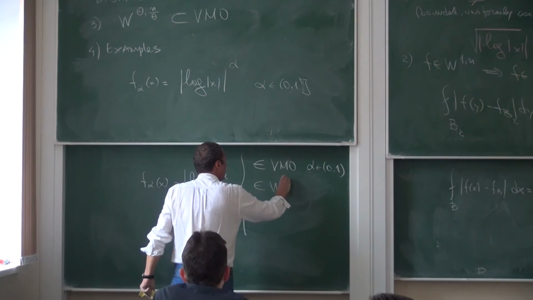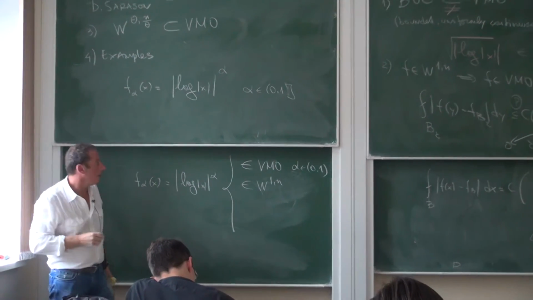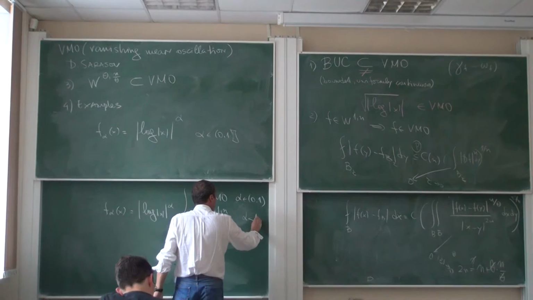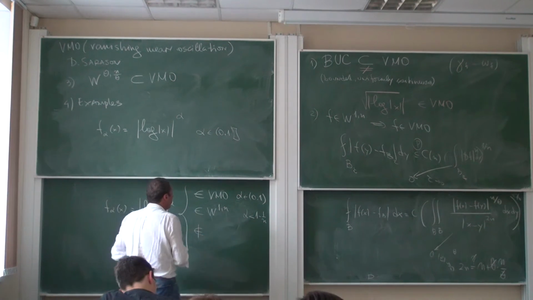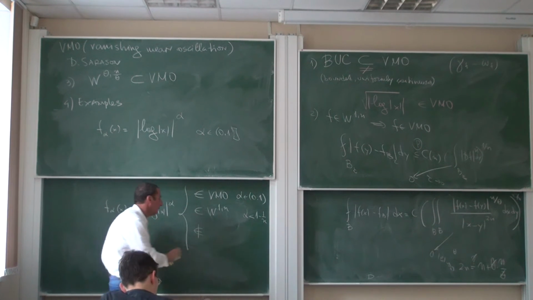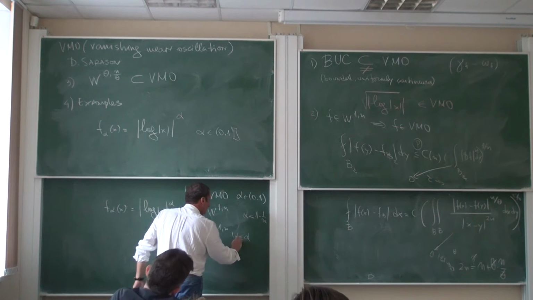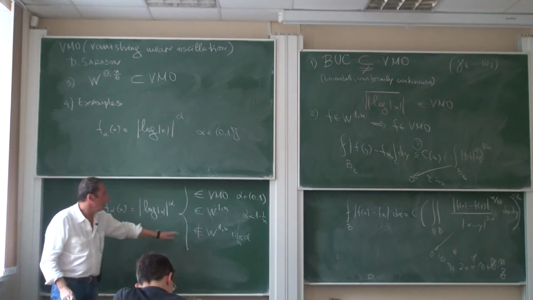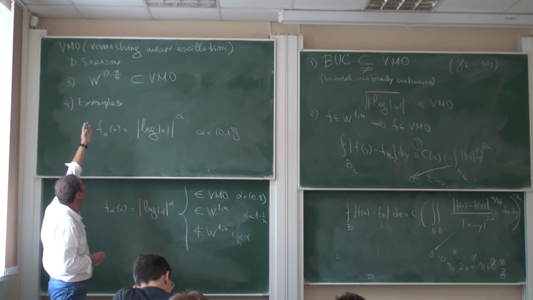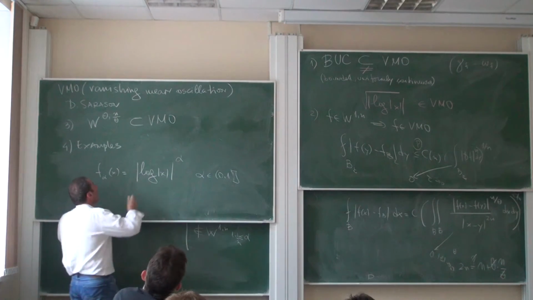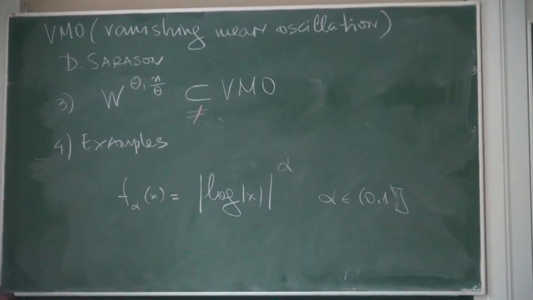Moreover, these functions stay in W^{1,n}, the Sobolev space which is included in VMO, when alpha is less than 1 minus 1 over n. And even if they are VMO, they are not there when alpha is greater or equal to 1 minus 1 over n. So it means that it is true that W^{1,n} is a subspace of VMO, but it is a proper subspace. You have functions which are VMO, but they are not in the Sobolev space W^{1,n}.